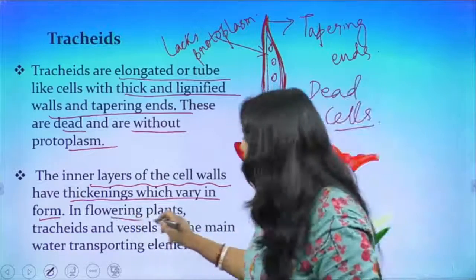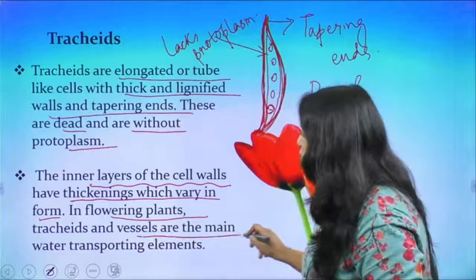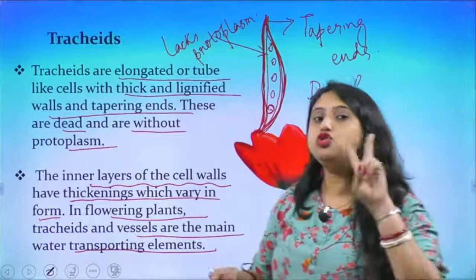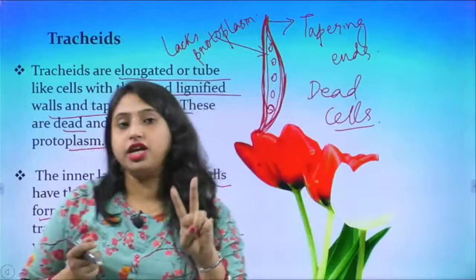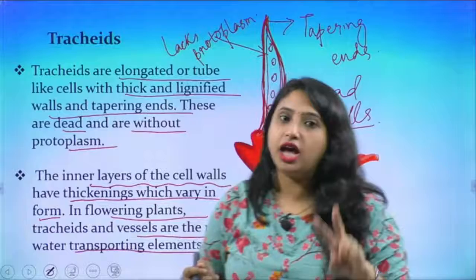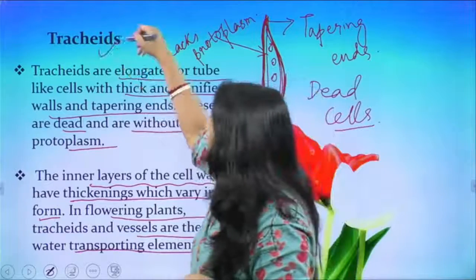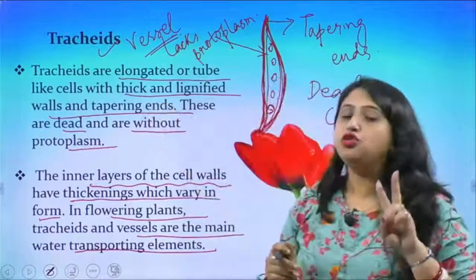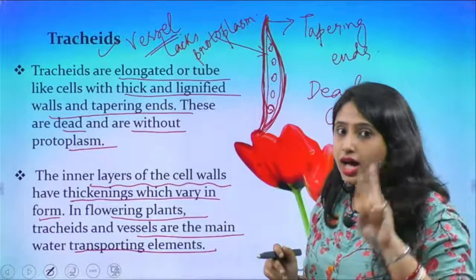So in flowering plants, tracheids and vessels are the main water transporting elements. What are the two main water transporting elements? The main two water transporting elements are your tracheids and vessels. Okay, these are the two main water transporting elements.